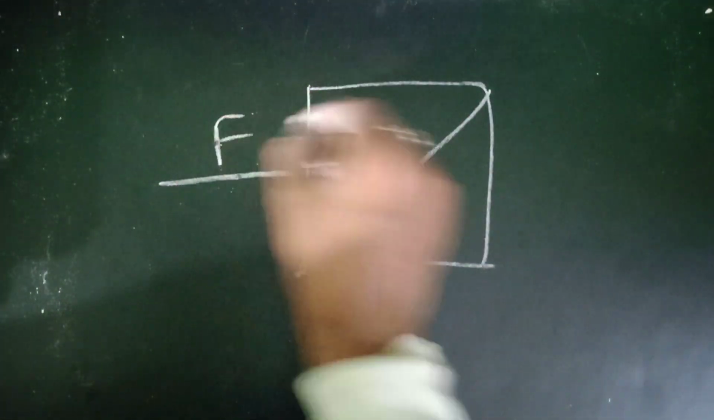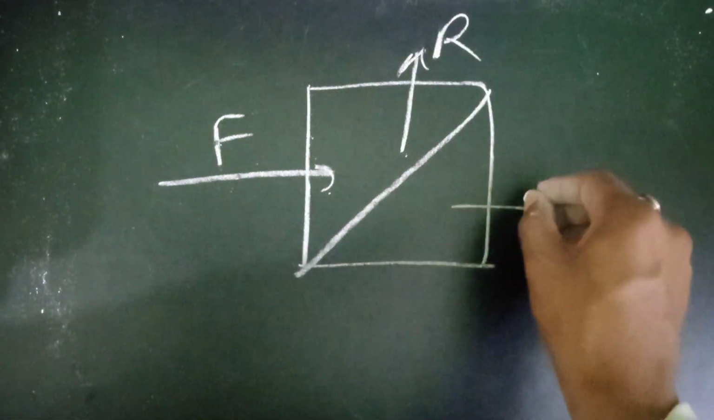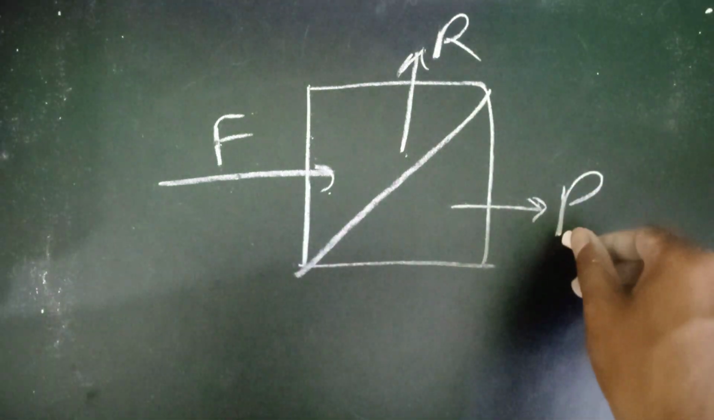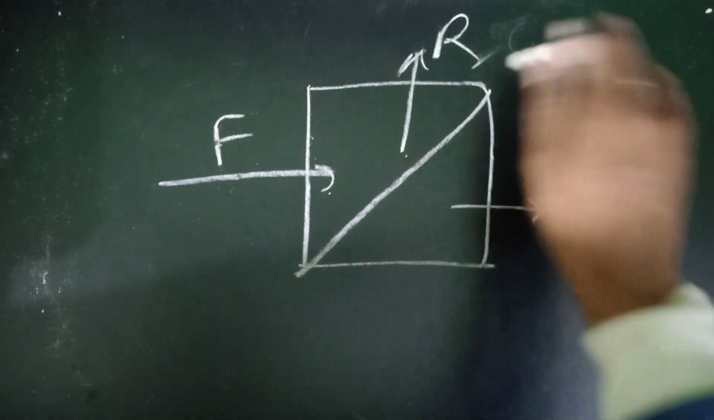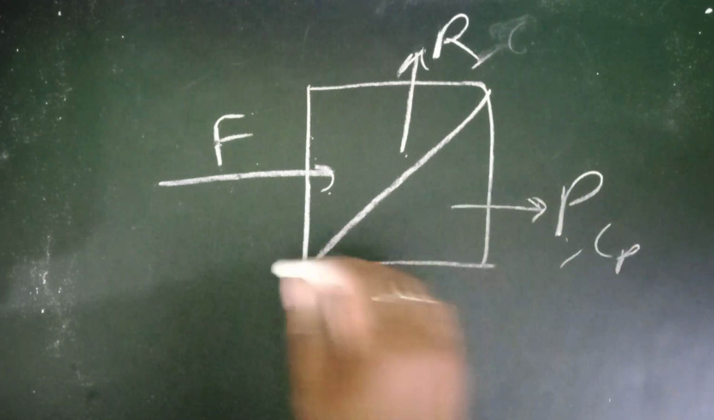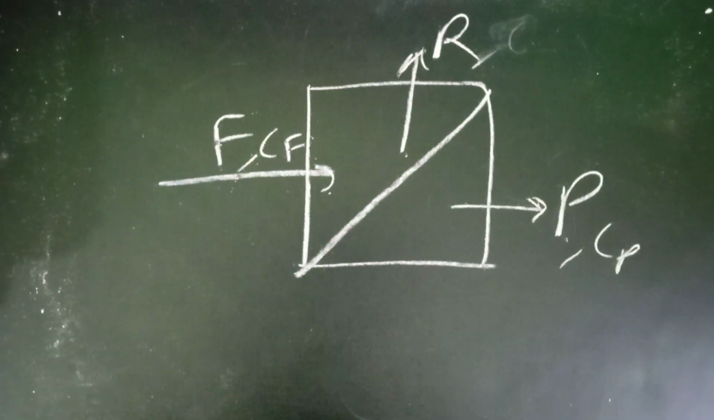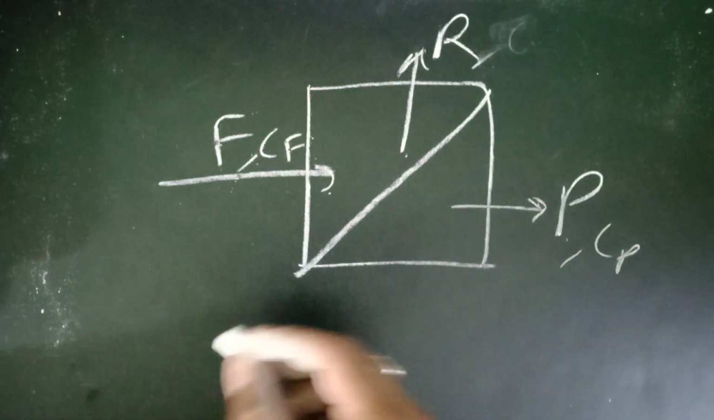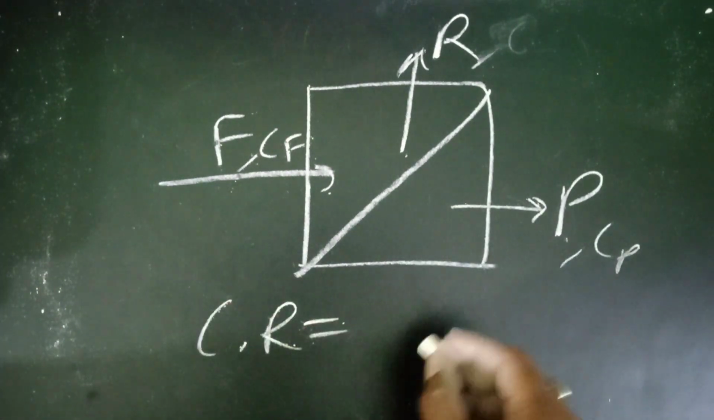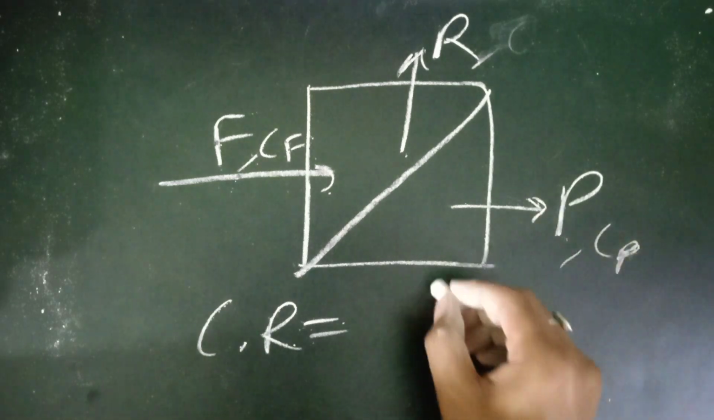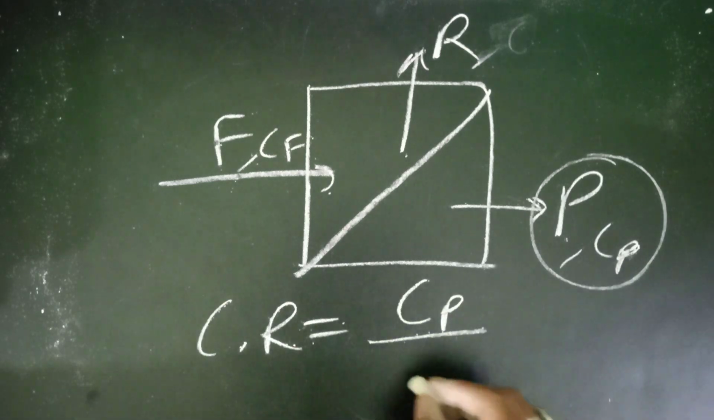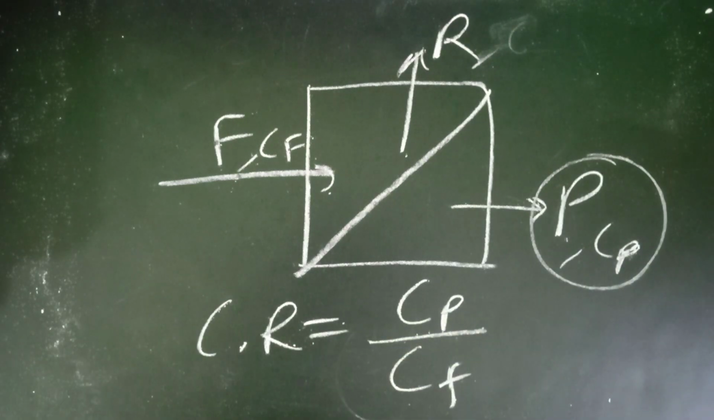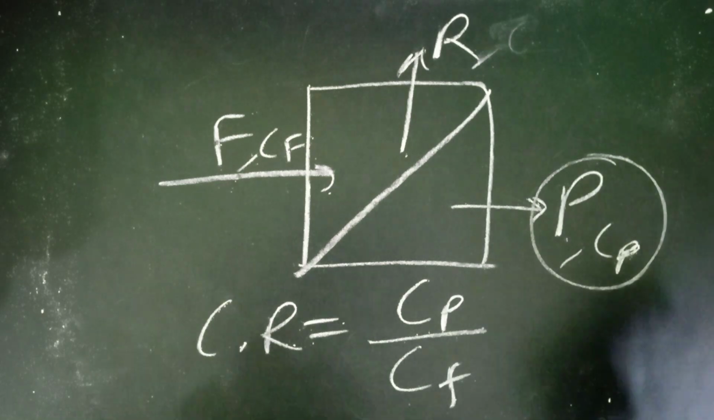First let me show you the diagram again. Feed comes in, R goes out, and P goes here. Feed, permeate, retentate. This concentration is Cp, this is Cf. So for the conversion ratio, the CR is nothing but how much Cp is there at the end. This is our main product, Cp, upon Cf. This is the conversion ratio, or you can say recovery ratio.